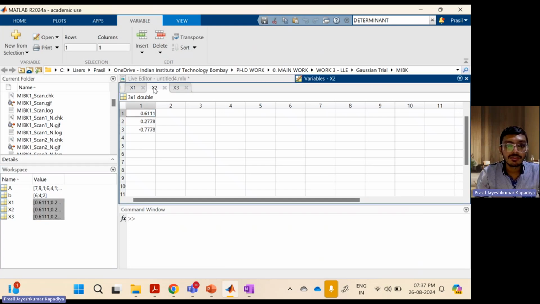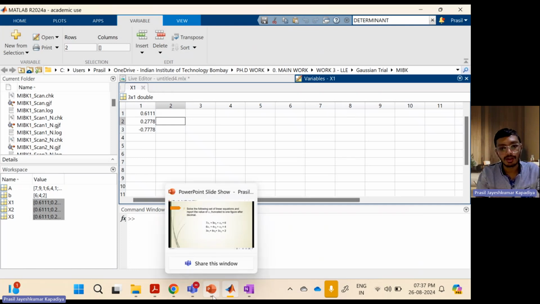0.611, 0.277, 0.778. Now what we are told is truncated to one figure. So 0.611 will be truncated to one figure after the decimal, so 0.6 is my correct answer.